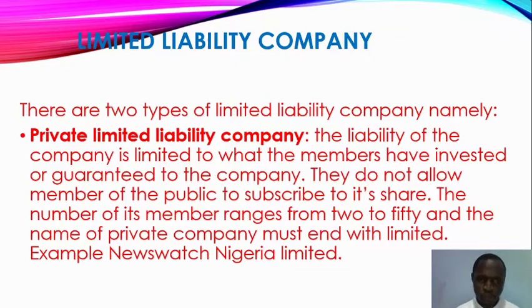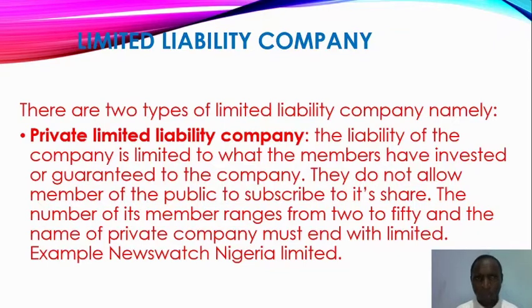Examples: Newswatch Nigeria Limited. Now, under this limited liability company, we have two of them, which are the private and the public. But one thing about the private here is that the liability of the company is only limited to what the members have invested or guaranteed to the company. Here, the creditor does not go beyond the business in order to claim his money back.